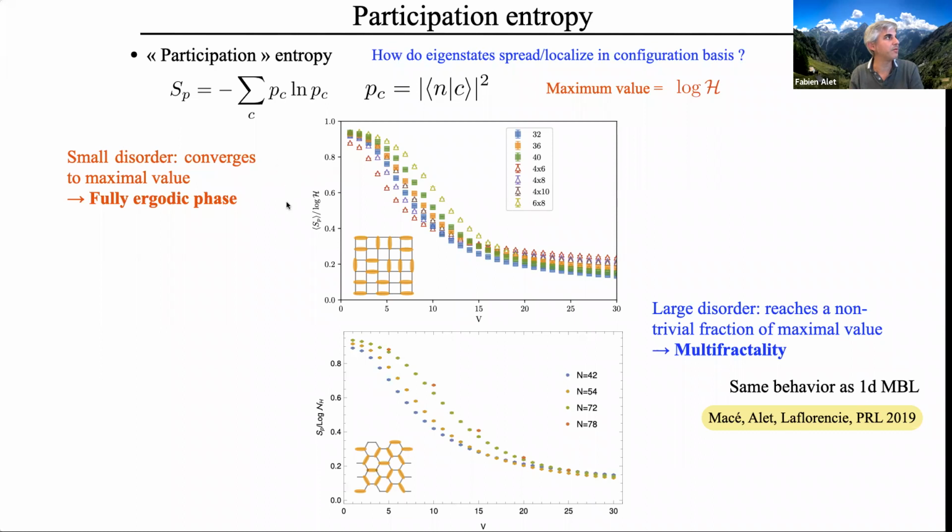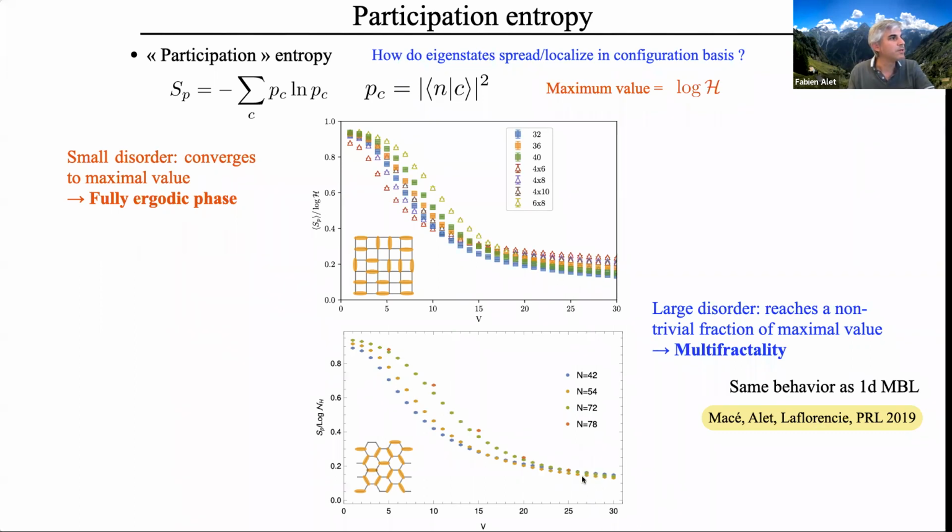This is the leading term of the multifractal dimension, and you see that the curves start to collapse onto each other. Exactly what we find in 1D. So this is very similar to 1D, right? Numerically, this is pretty much what we have in 1D MBL. And I think it also goes as 1/disorder.